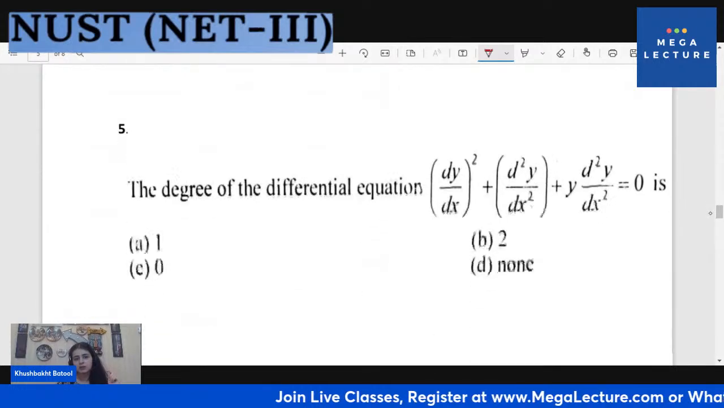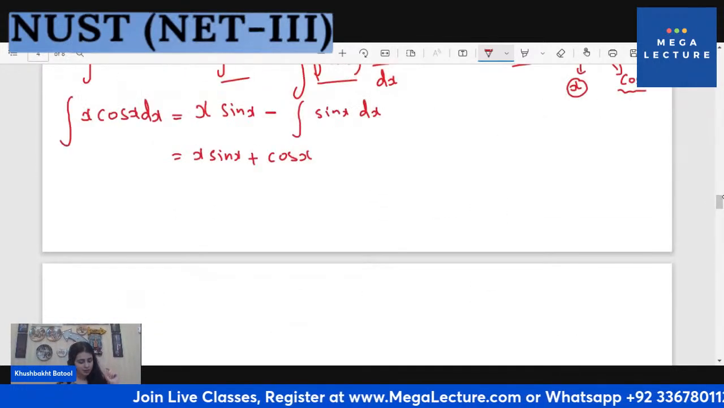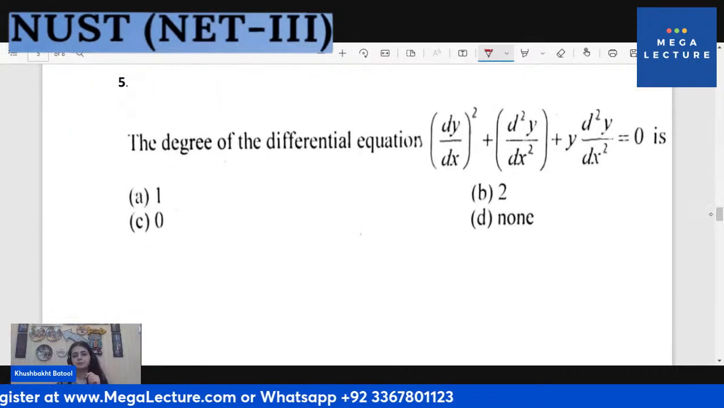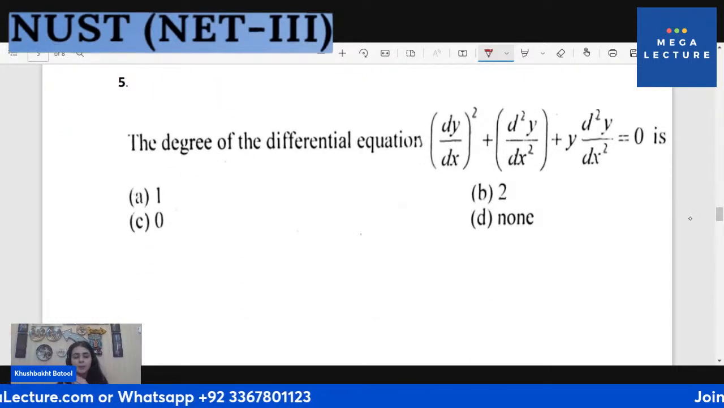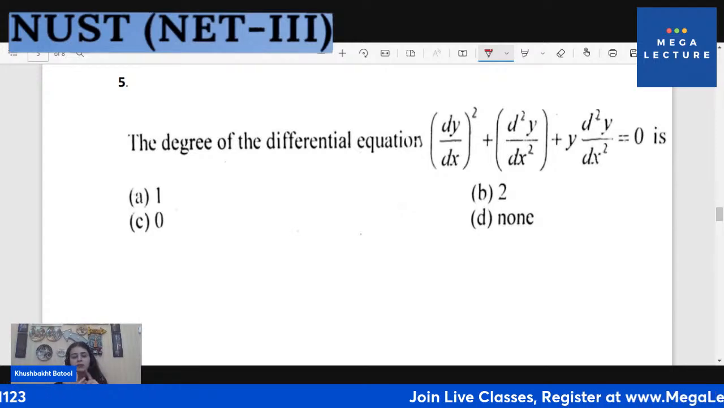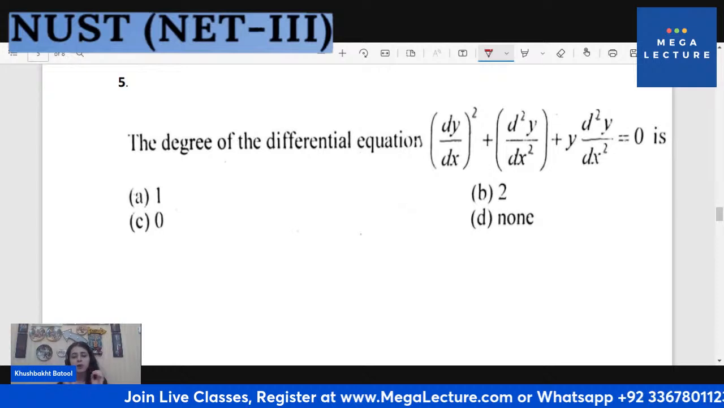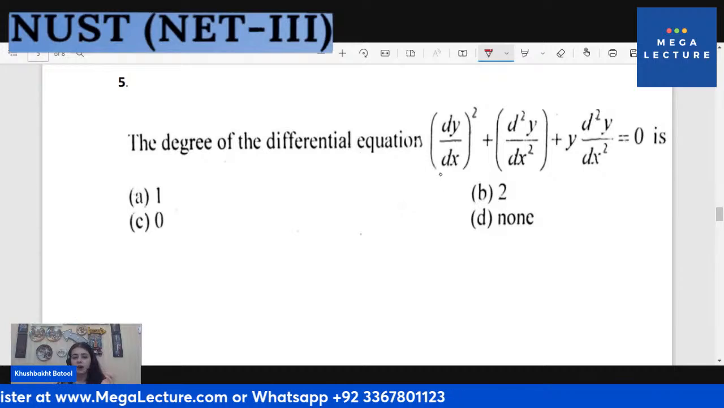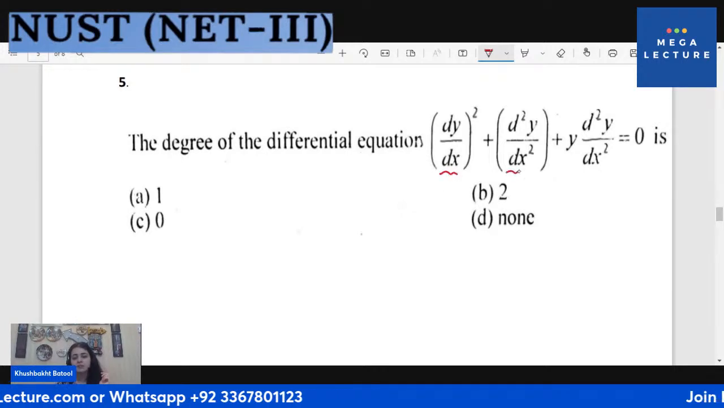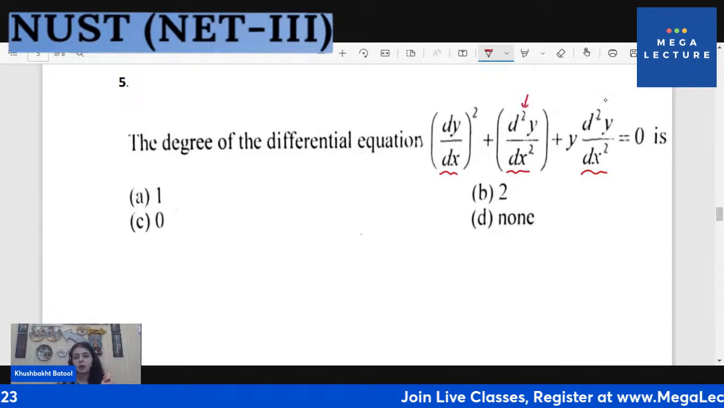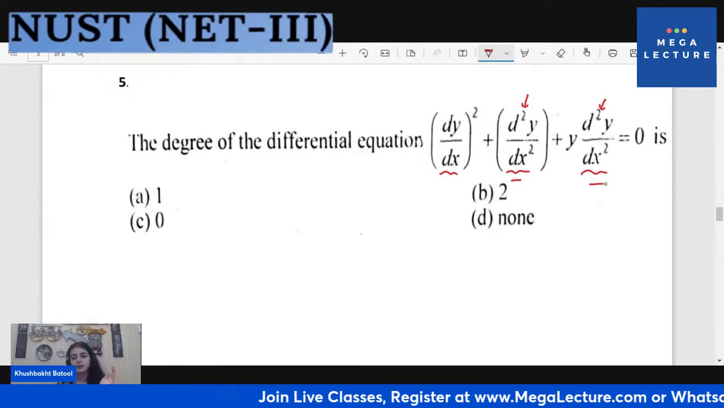Okay, let's talk about the next question. Now this is very, very interesting. It says the degree of the differential equation. The question can be about the degree and the order of a differential equation. Whenever the question is about order, you will talk about the highest order derivative. This is first order derivative, this is second order derivative, this is second order derivative. Because I have a 2 here, I have a 2 here, that is why this and this, they are second order derivatives.